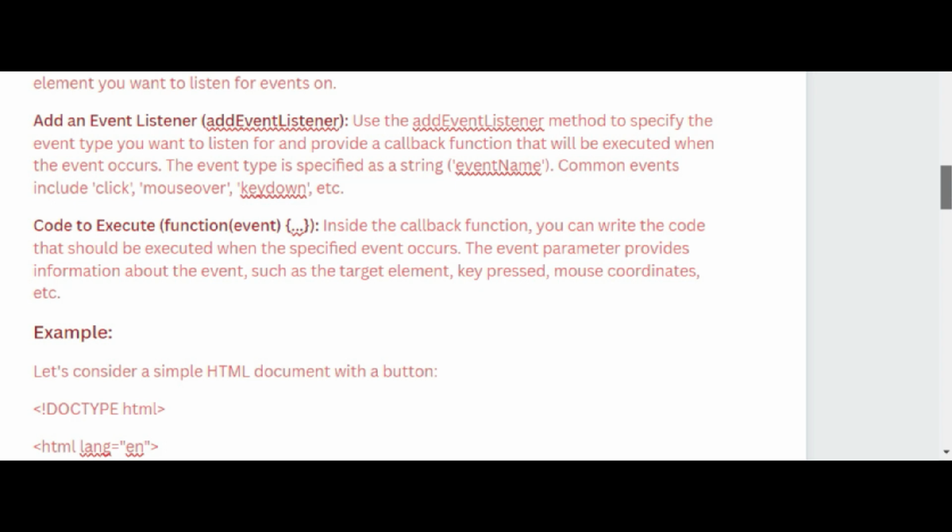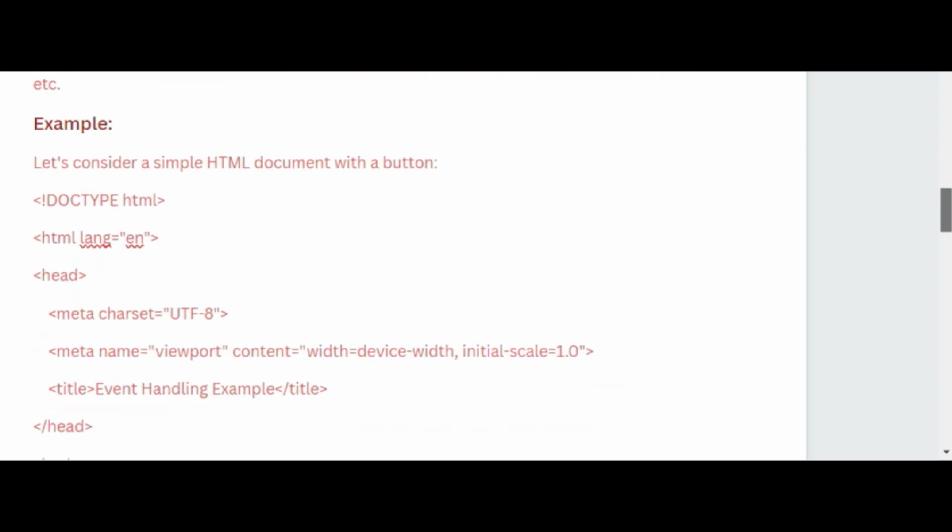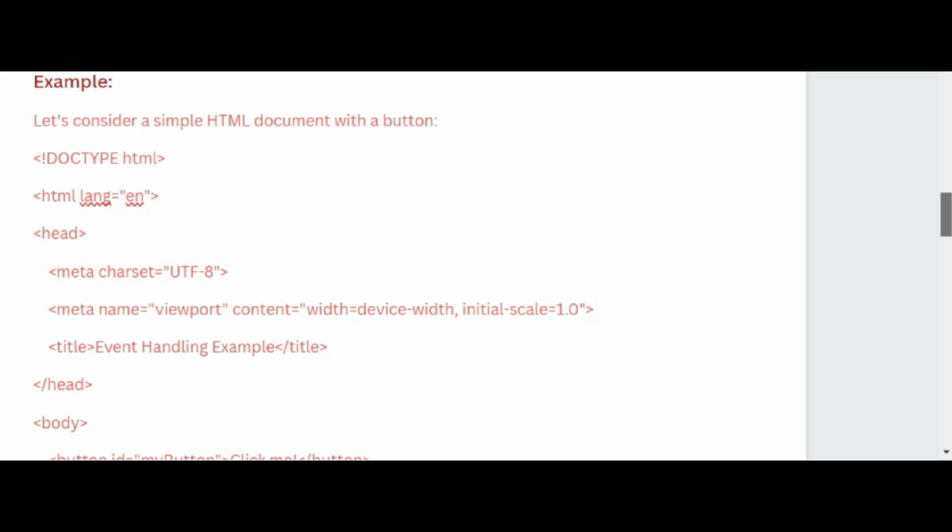Inside the callback function, you can write the code that should be executed when the specified event occurs. The event parameter provides information about the event, such as the target element, key press, and mouse coordinates, etc. Come to the example. I'm going to explain with an example, right?